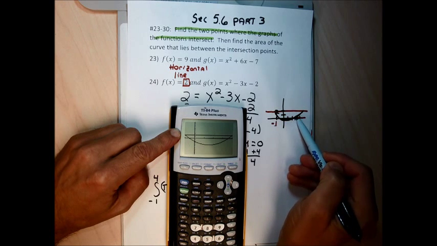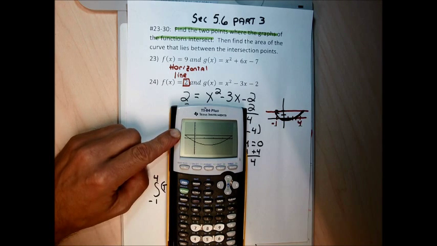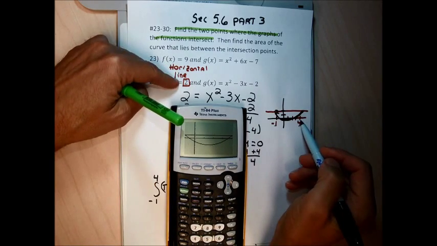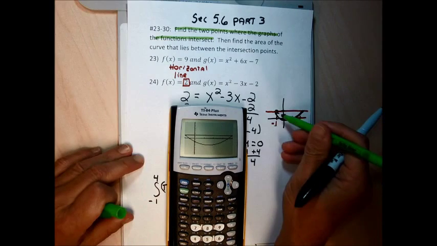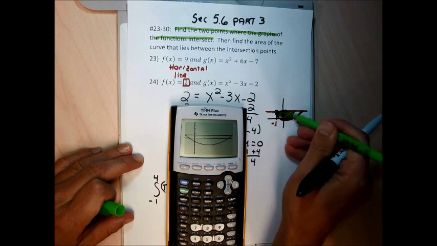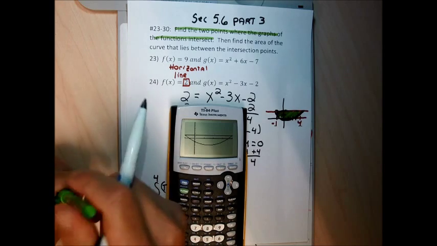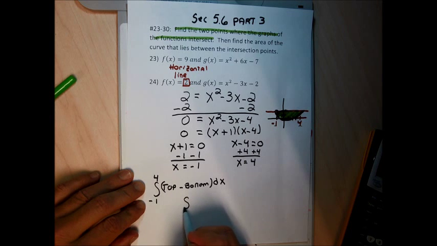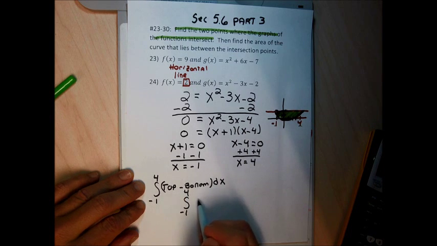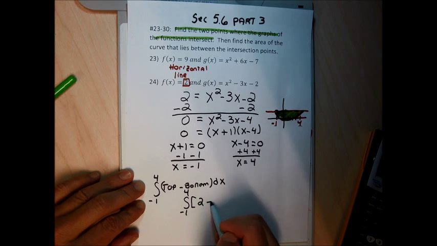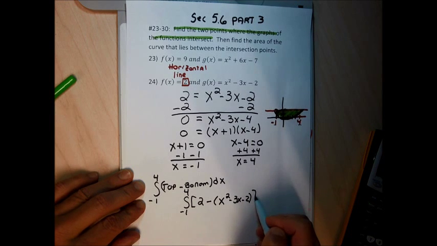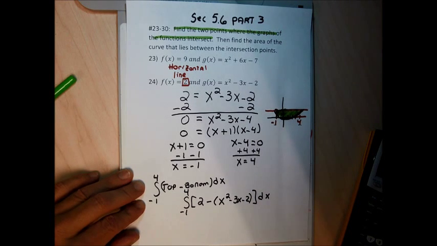So all I'm trying to accomplish when I do my graph is to figure out in the window which is the top function and which is the bottom function. And it's pretty clear to me that the horizontal line is the top function and the parabola is the bottom function. This is the area that I'm going to find. And we find areas like this by integrating. And I'm going to take the top function, 2, minus the bottom function, x squared minus 3x minus 2, and integrate those over the window -1 to 4.